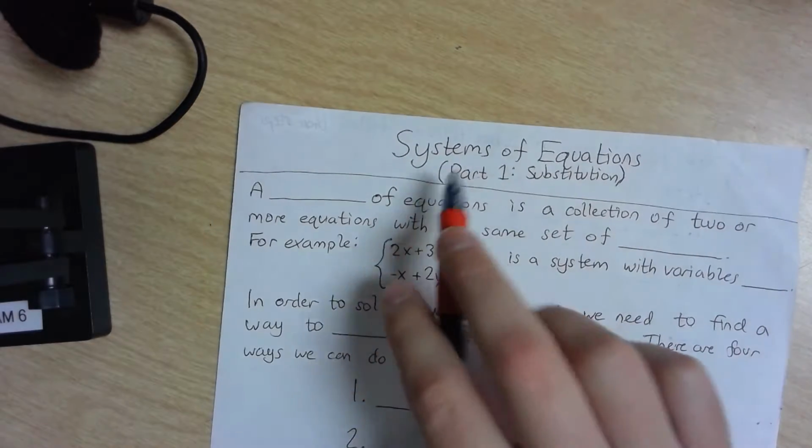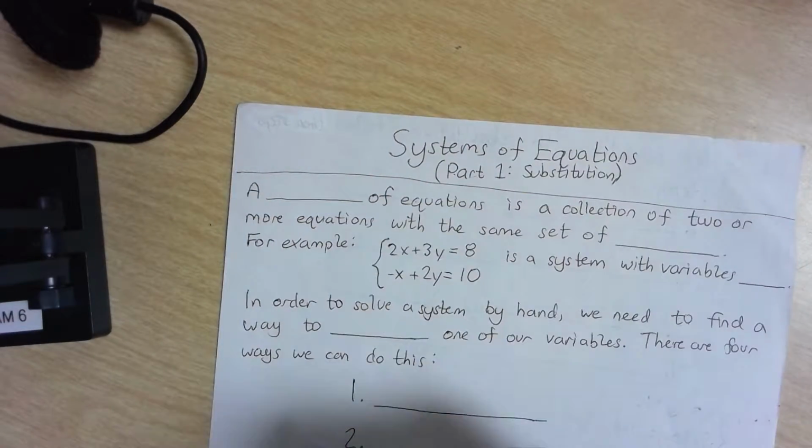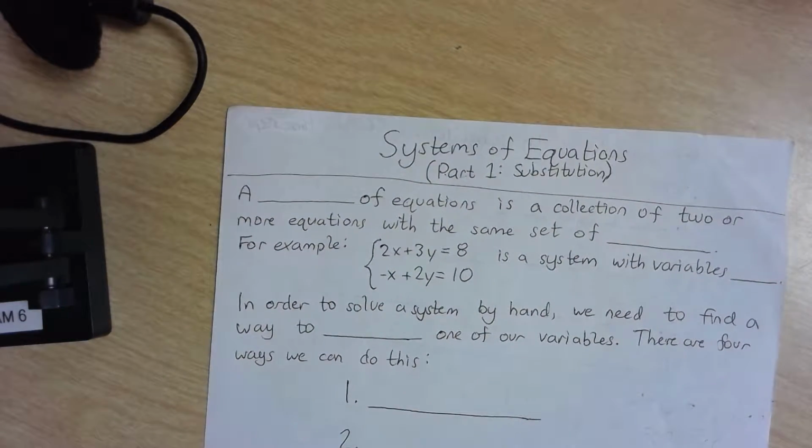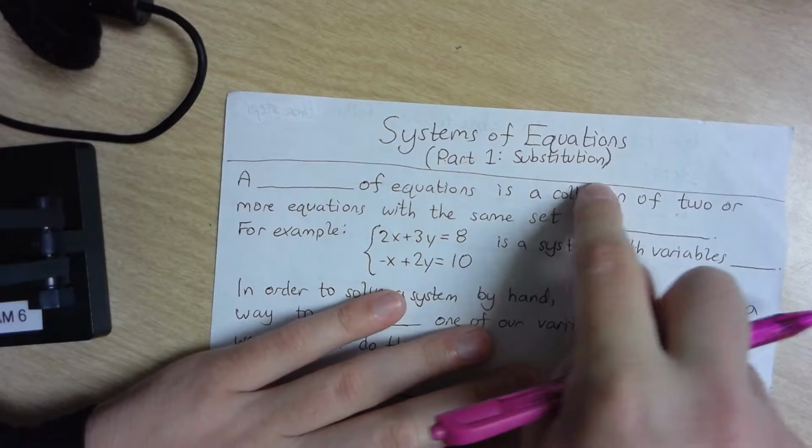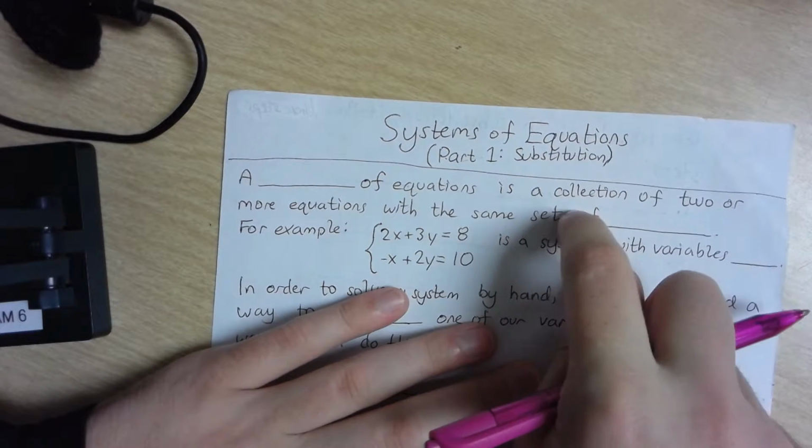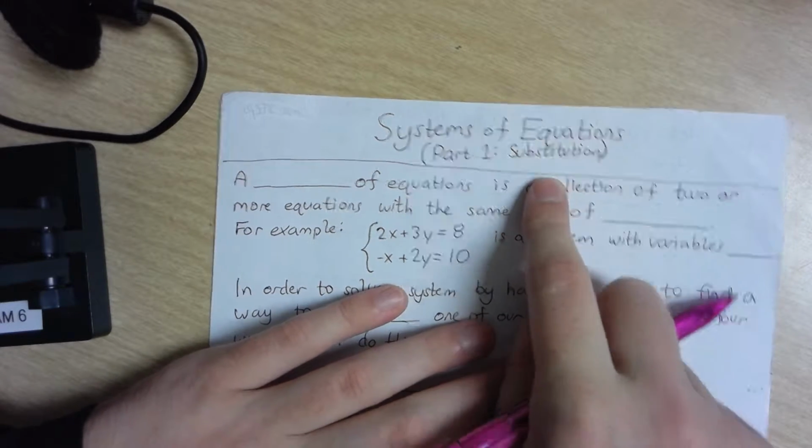Today we're going over systems of equations. This is brand new. This is a new topic. We haven't really touched on this yet. It's got nothing to do with absolute value. We're done with that stuff. We're moving on. Okay, so system of equations. Part 1, substitution. We're just going over one way to solve them today.